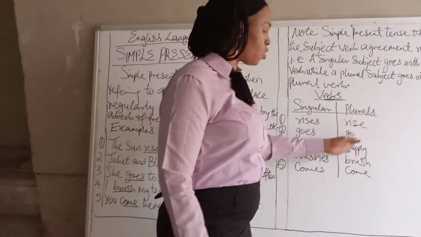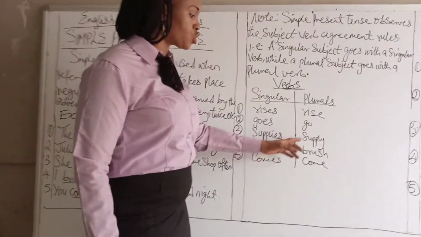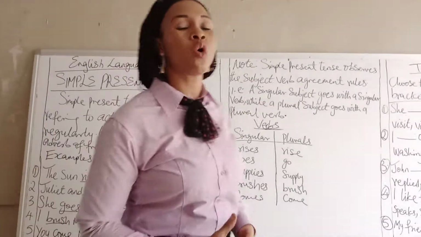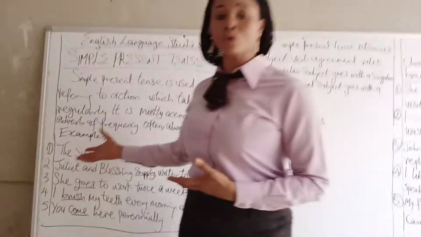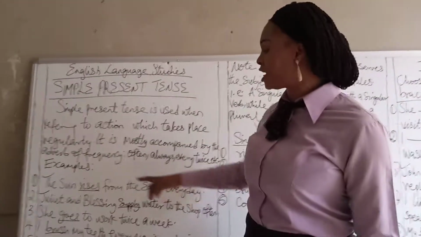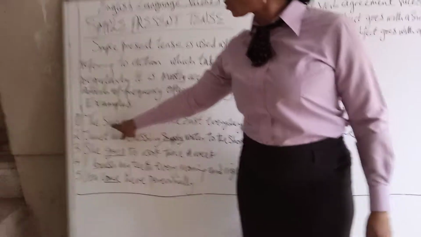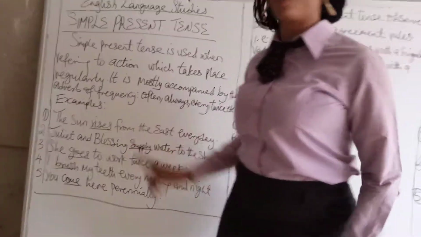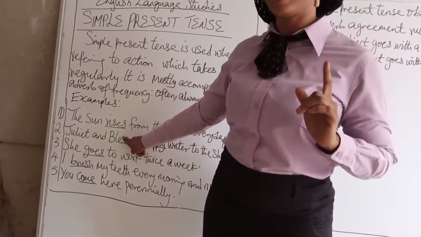Then we have these ones, like rise, go, supply, brush, come. All these are for the plural verbs. So when we look at the examples we gave before, the sun rises from the east every day. We use rises because we have only one sun. Okay, the sun is just one, and that is why we use rises. You notice the S here.